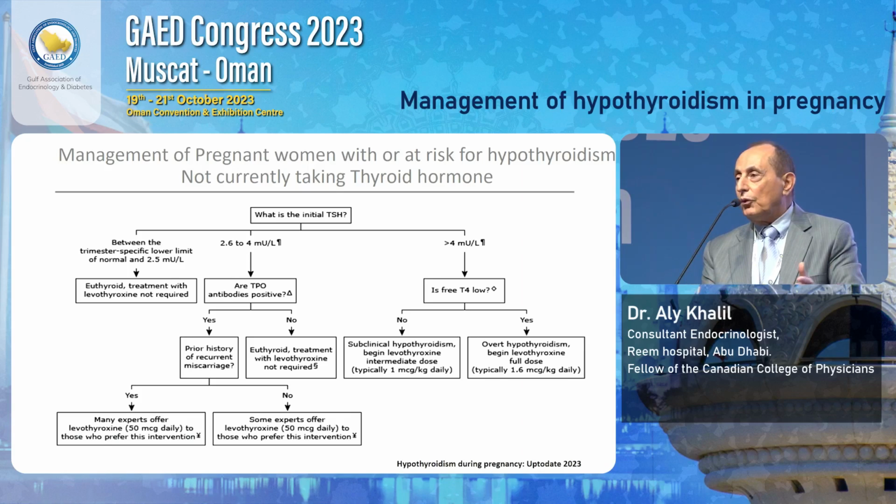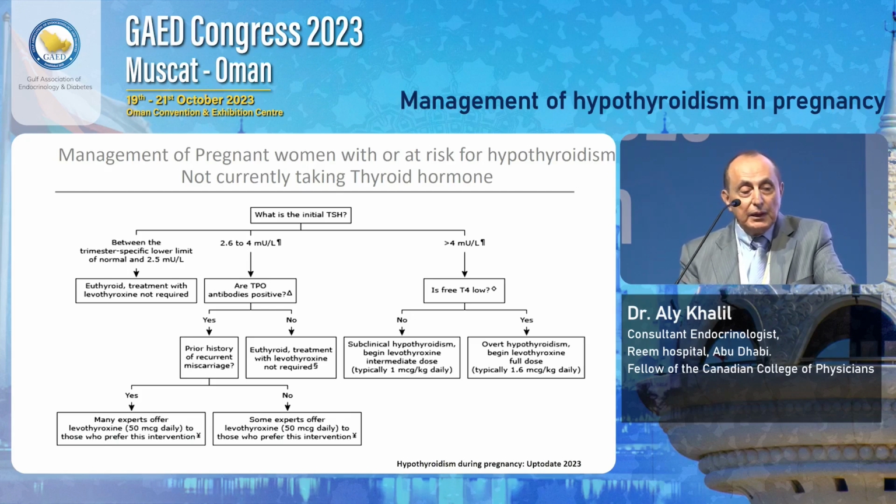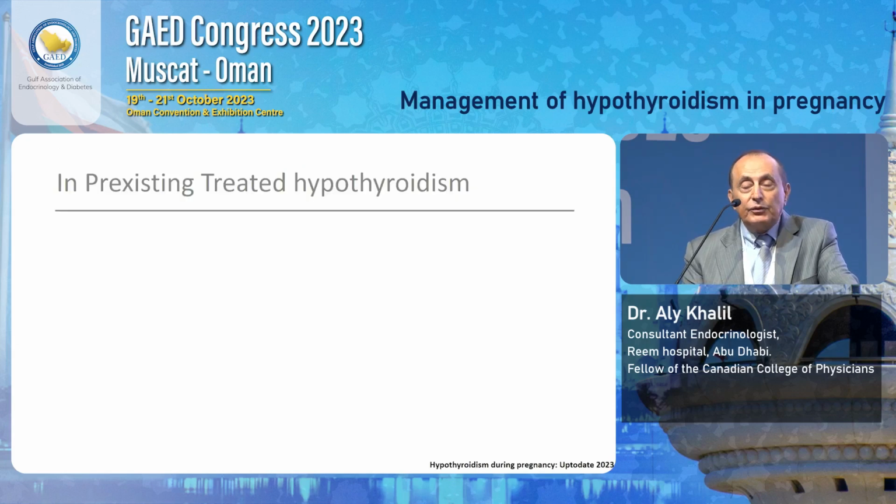Obviously below 4, with negative antibodies, the experts believe that you really should not do anything else other than perhaps observe the patient. Now, what if you have someone who has pre-existing hypothyroidism? What do you do?